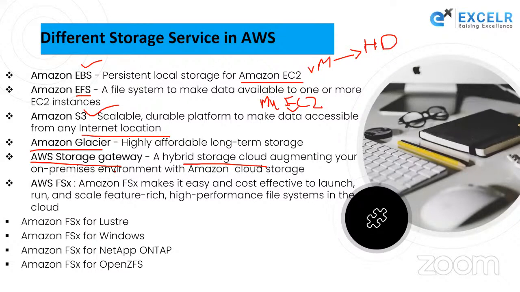You have FSx for Windows, and this is going to support only Windows machines. Then we have NetApp ONTAP. This is another technology pioneered by the company NetApp, which has a solution called ONTAP. This is a shared file system from NetApp, provided on the AWS cloud. Then you have OpenZFS. This is again a file system which is open source, and it has its use cases as well.